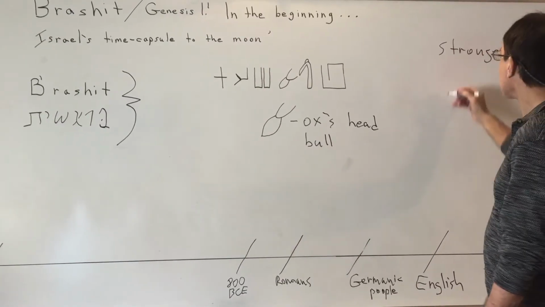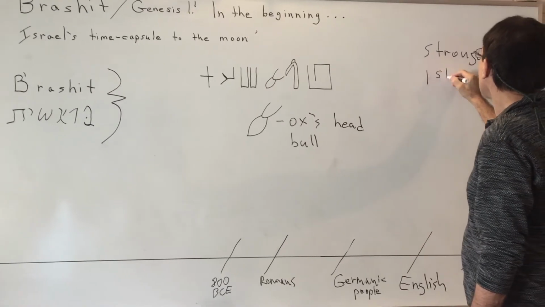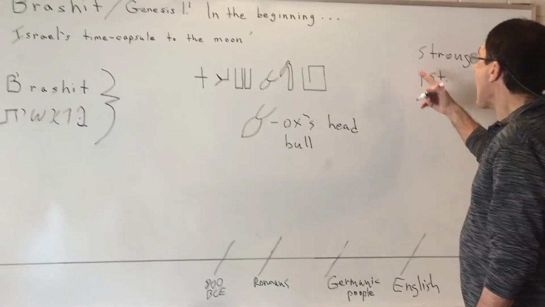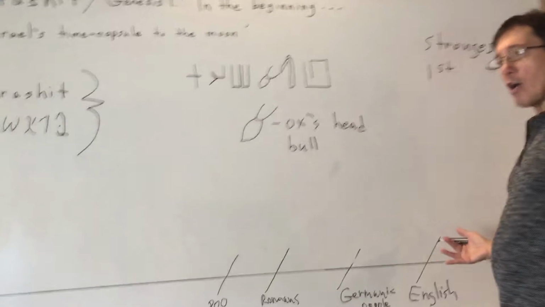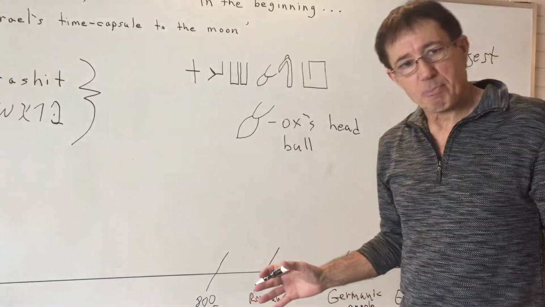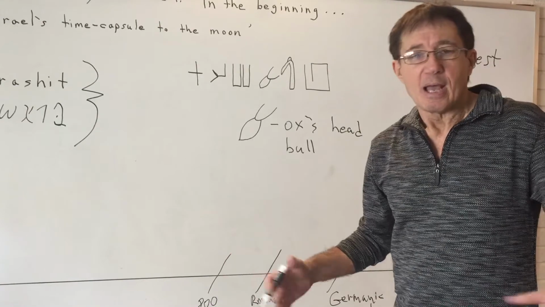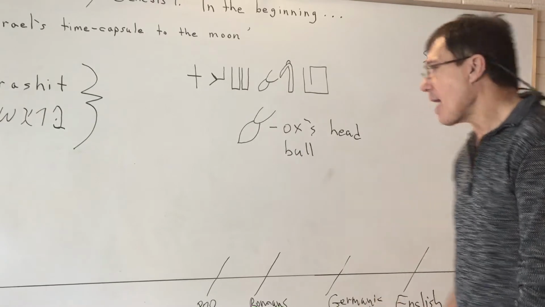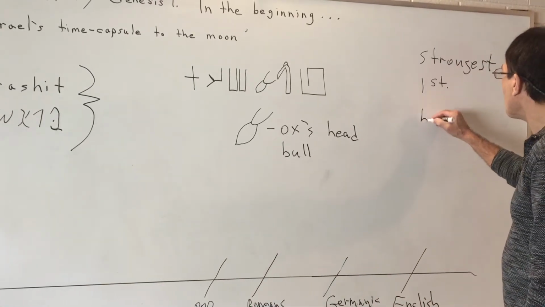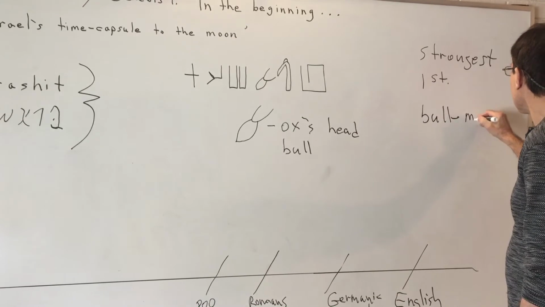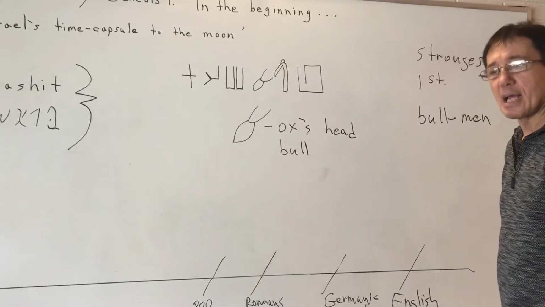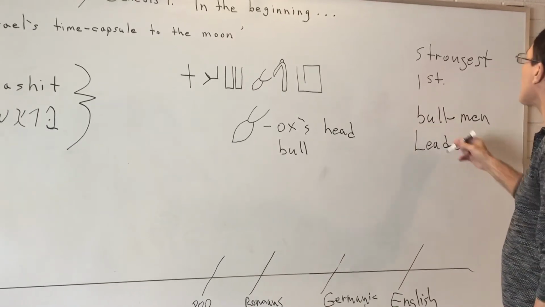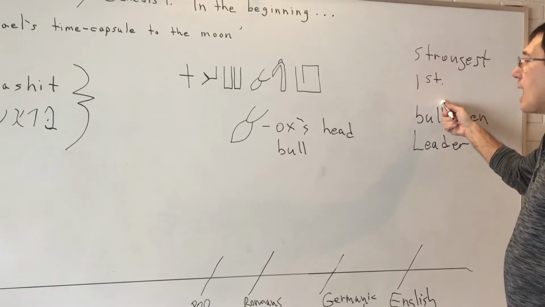And as the strongest, it would also carry the meaning of being first. And then finally, if you were to go to New York City, to one of my favorite places, the Metropolitan Museum, and on the second level in the Near East exhibit, they have 10-foot tall bull men. Yes, it sounds a little funny, but these were their leaders, because a leader would be the strongest and first, would he not?